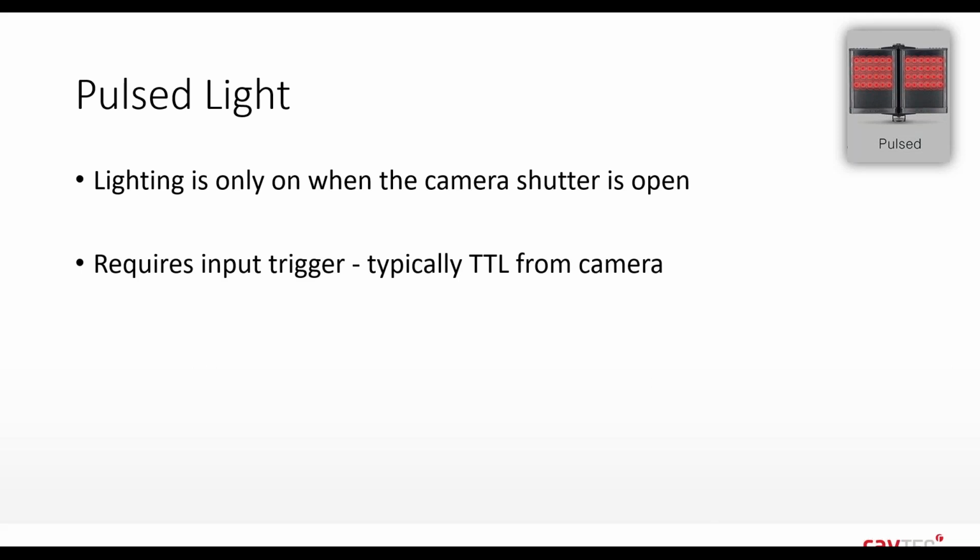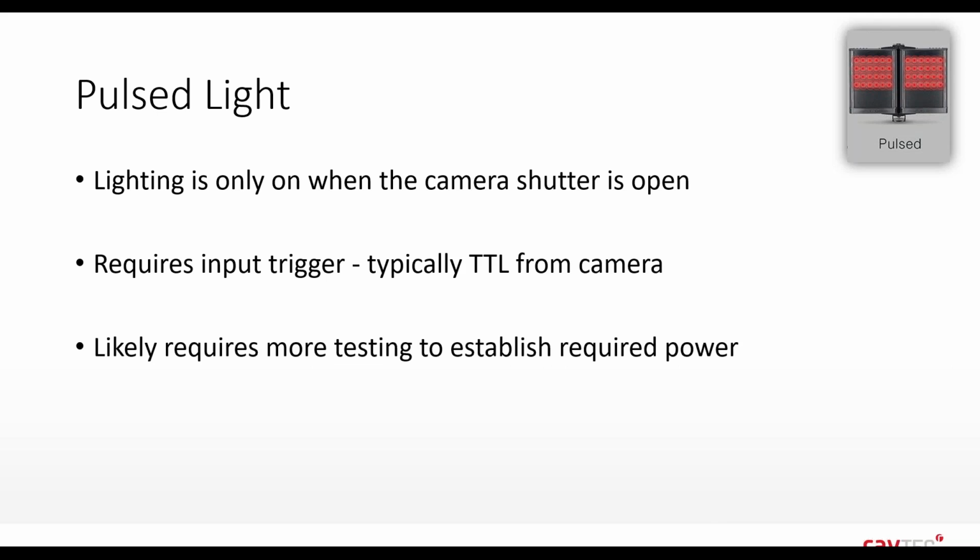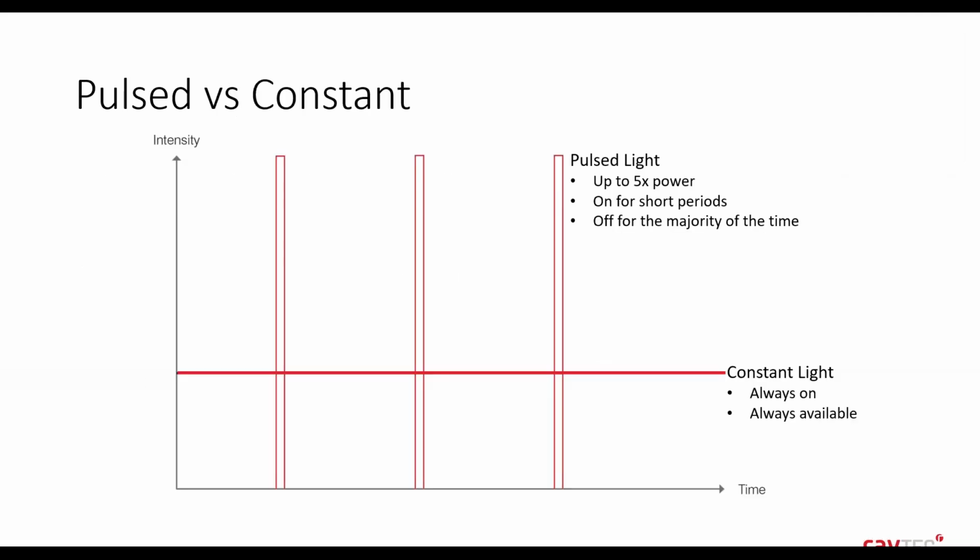And to do this, the illuminator needs to be synchronized with the shutter of the LPR camera, usually via transistor logic input. So this is made possible due to the fast switching capability of LEDs. The system may require more testing to establish the required pulse settings, and also means that setup, commissioning, and maintenance may be more complex as compared to constant light. But there are significant benefits to using a pulse illuminator.